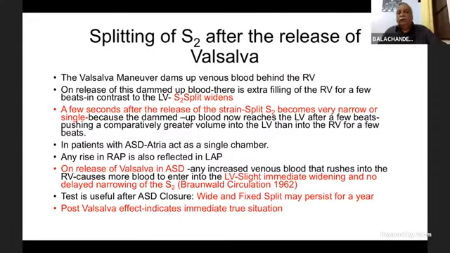Now let us leave the previous slide. That's the same thing. The important thing now is the splitting of the second heart sound after release of Valsalva. So far, we have bothered about the murmur. What about the sounds? Now, what happens? The Valsalva maneuver will dam the blood behind the RV. It will dam the blood during the straining phase behind the RV where you strain. On release of this dammed blood, there is an extra filling of the RV for a few beats in contrast to the LV, which, as I told you, can occur.